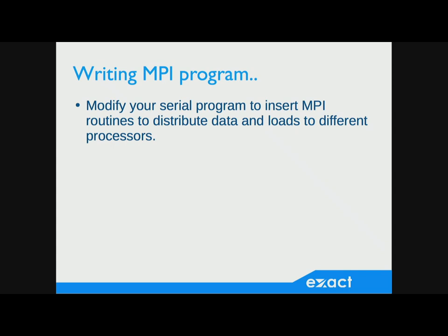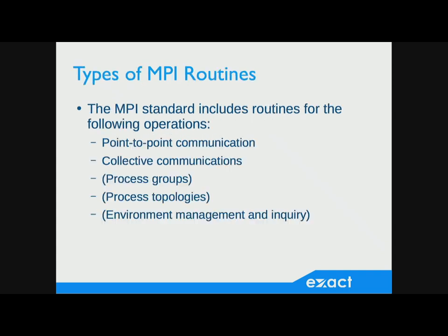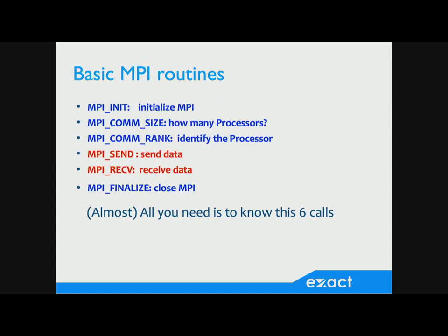Okay, now let's start writing an MPI program. I already told you this. The MPI standard includes routines for the following operations: point-to-point communication, collective communication, process groups, process topologies, and environment management and inquiry. And we will see a few examples. In any case, MPI can be used just knowing these 6 calls. Everything you can do with MPI, with a lot of effort, can be done just using these.